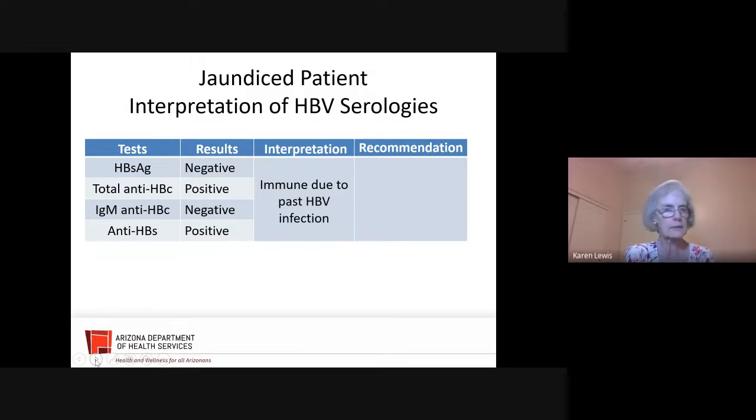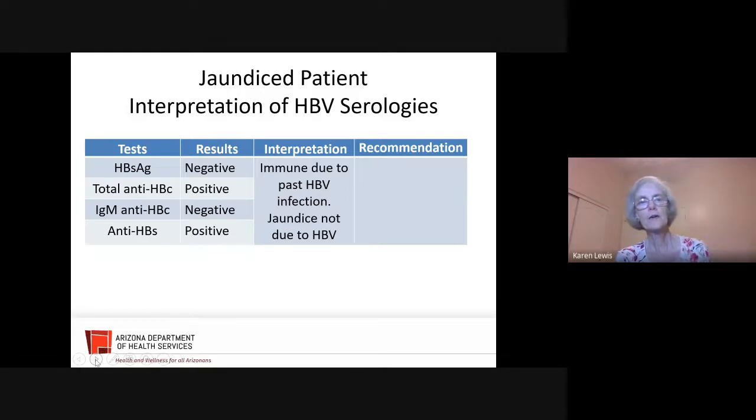But once you clear the infection, after about 6 to 8 months, you will then develop antibodies to hepatitis B surface antigen. And when I say 6 to 8 months, that's from first being infected. And it's a couple of months after you clear the surface antigen that you will then develop antibodies to surface antigen.